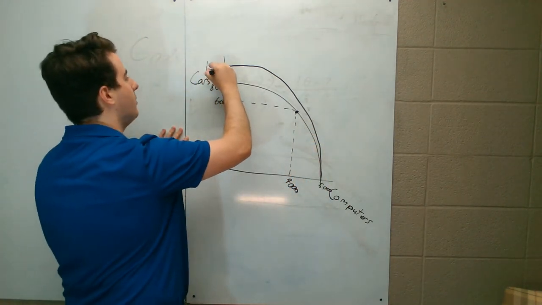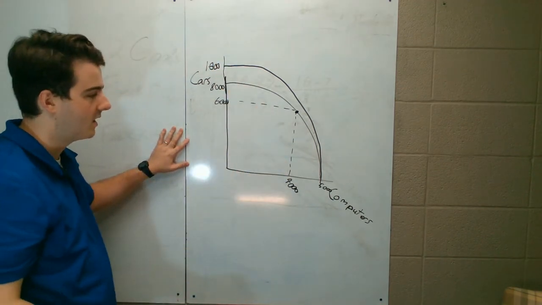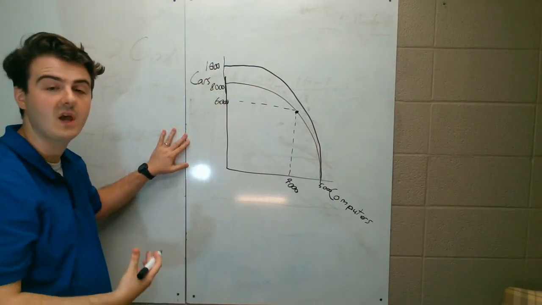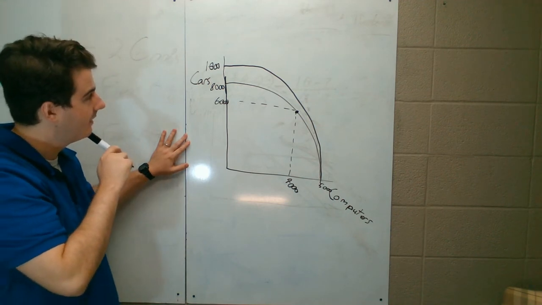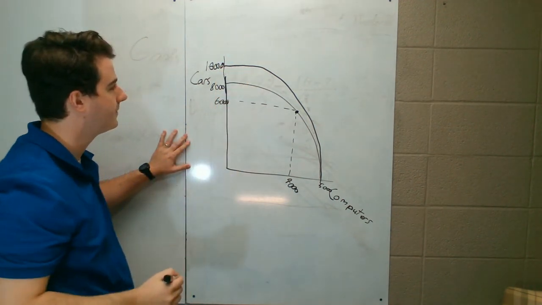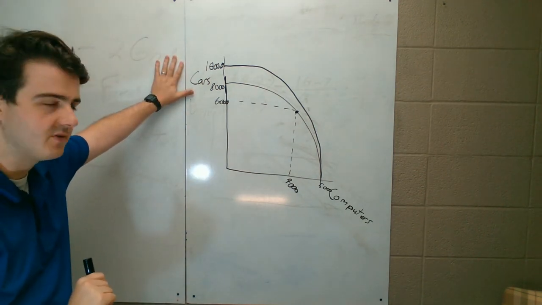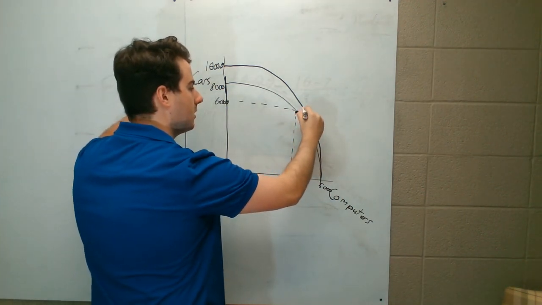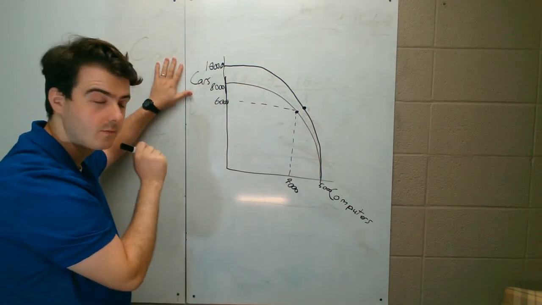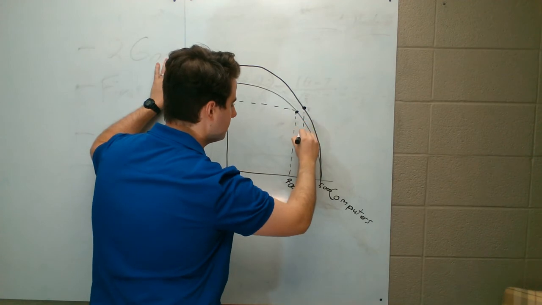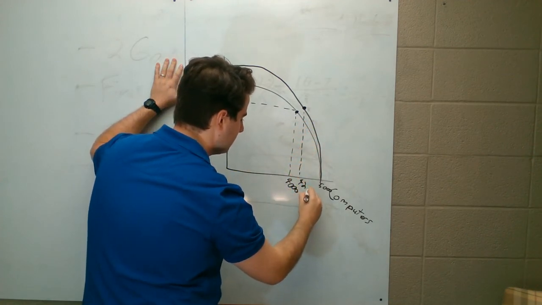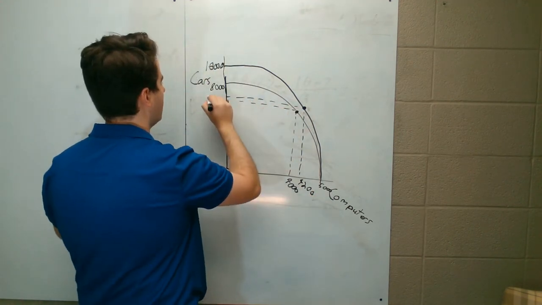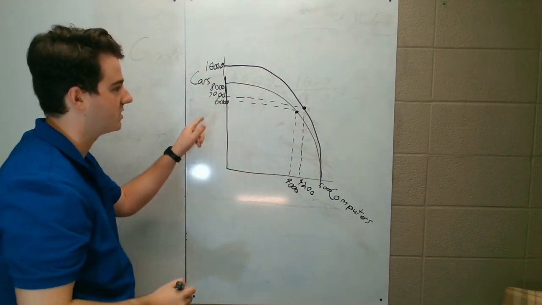Well, now we can reach this new point, creating 10,000 cars. But it hasn't affected the maximum amount of computers that we could make if we invest all of our resources into computers. Need an extra zero here. Something very interesting happens here, though. We are able to move outwards, not just in cars, but also in computers. So now we can make, say, another 200 computers, and say another 1,000 cars because of this new innovation in the car market.